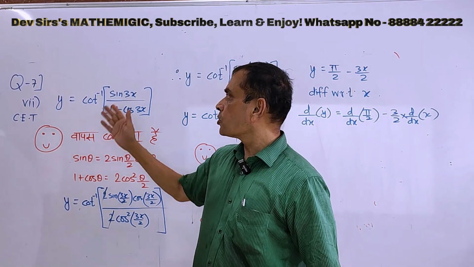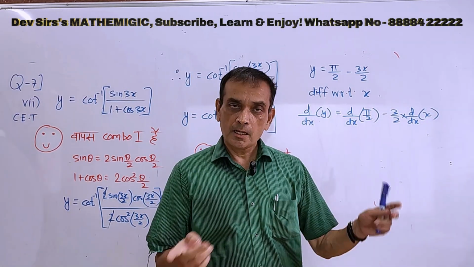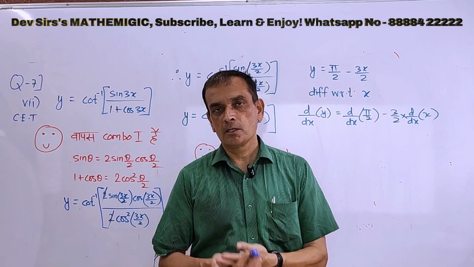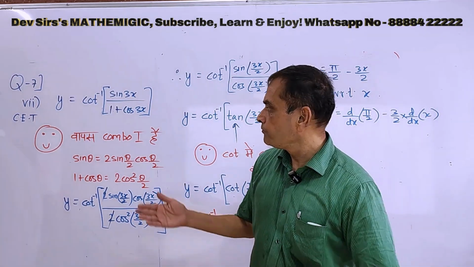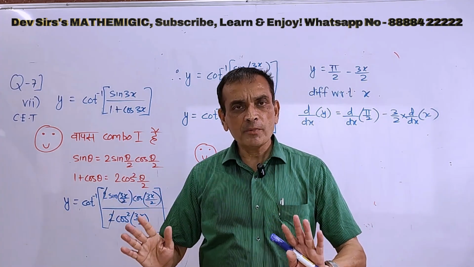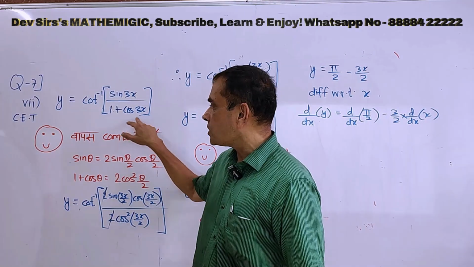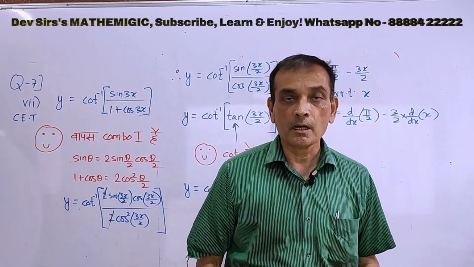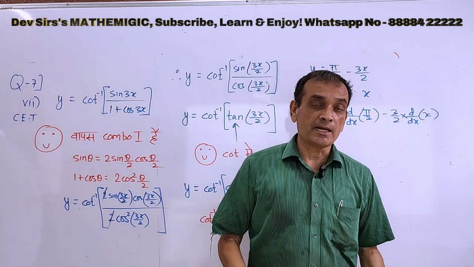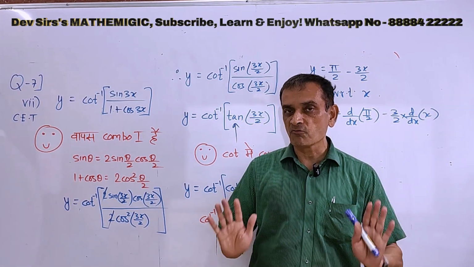Y is equal to cot inverse sin 3x upon 1 plus cos 3x, exactly according to the earlier one. कॉम्बो वन सर्व किया है हमको, वापस कॉम्बो वन है. What is the combination? sin theta is present along with 1 plus cos theta, that is combo 1, or sin theta can be present with 1 minus cos theta, लेकिन sin और 1 plus और minus cos का combination, it is combination 1.